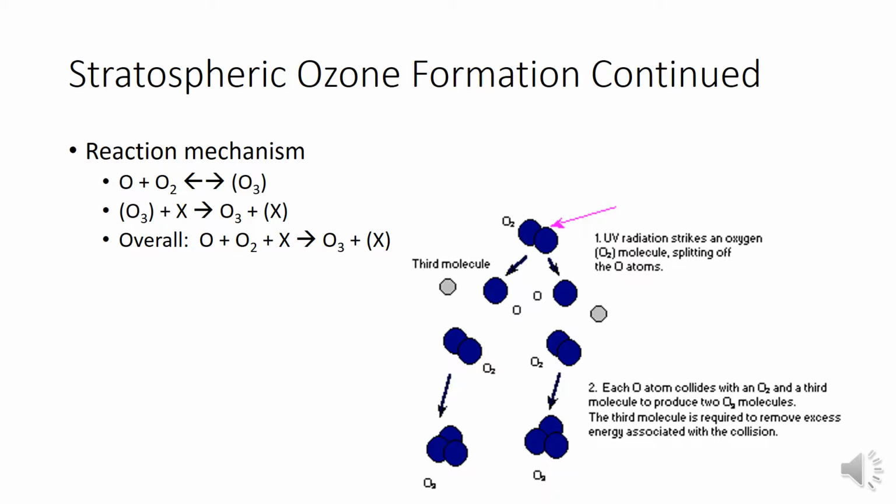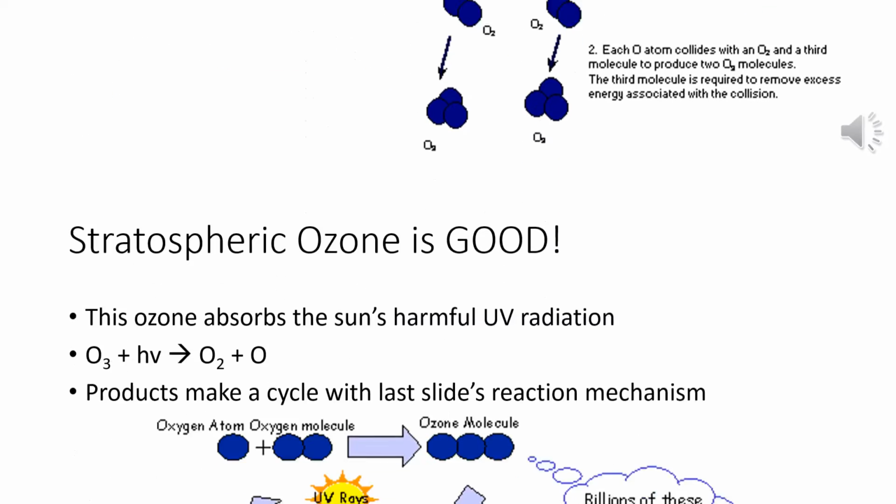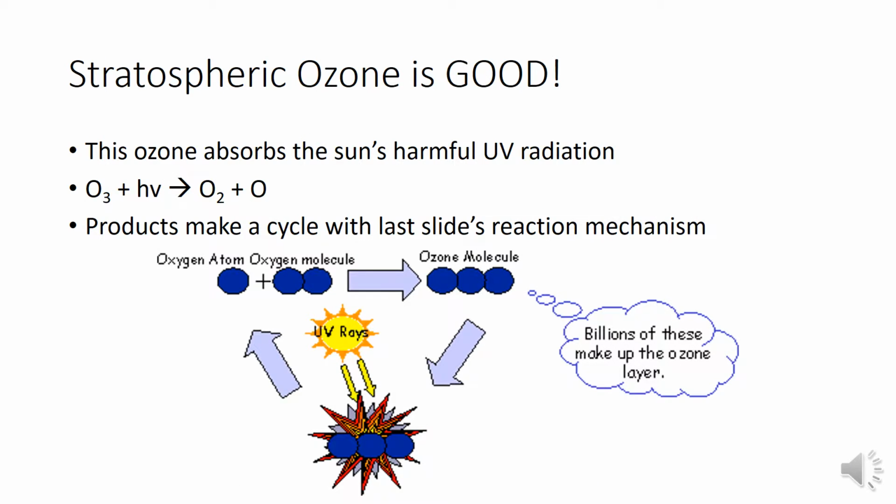But why is it good? The given equation shows the benefit of ozone, because it protects us from the sun's radiation in the stratosphere by absorbing the energy and dissociating back to atomic oxygen and oxygen gas. Notice how the products are the same as the reactants for the reaction mechanism from the last slide, creating a cycle of ozone formation and photodissociation.